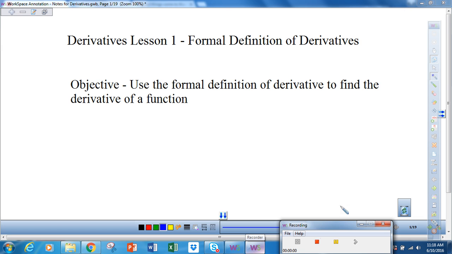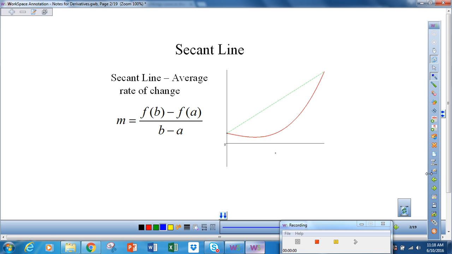And in this video, what we're going to do is use the formal definition of derivative to find the derivative of a function. And then we're also going to look at sketching the derivative of a function. There are two definitions I want you to be familiar with, and one is the secant line. Now, the secant line represents the average rate of change of a particle over time or over some interval.